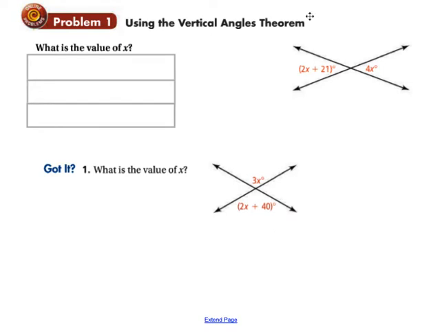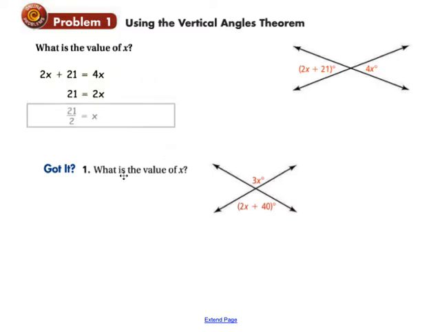Here's a shorter one for you. Using the vertical angle theorem to find the value of x in some problems. If they're vertical angles, we now know that they are congruent. We've proven that to be true, so we can use that theorem to solve problems. So we know 2x plus 21 must be equal to 4x. Subtracting 2x from both sides, we get 2x equals 21, or x equals 21 over 2.